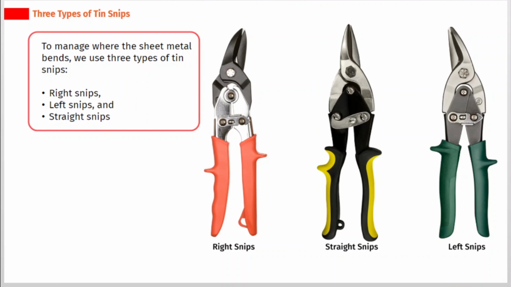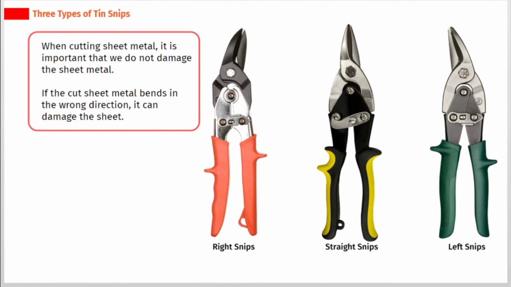To manage where the sheet metal bends, we use three types of tin snips: right snips, left snips, and straight snips. When cutting sheet metal, it is important that we do not damage the sheet metal. If the cut sheet metal bends in the wrong direction, it can damage the sheet.